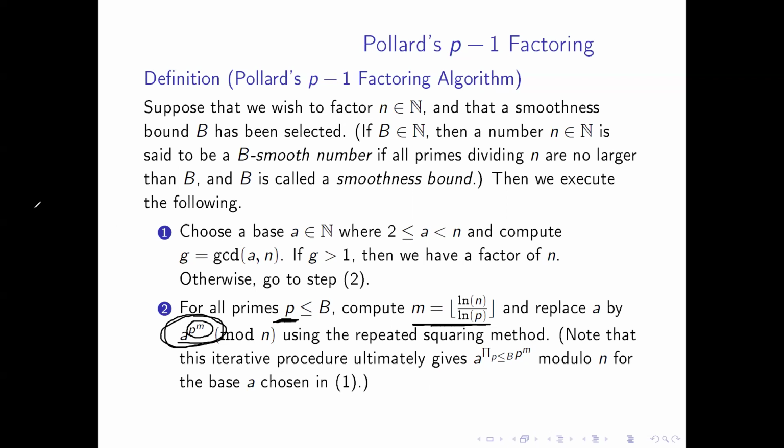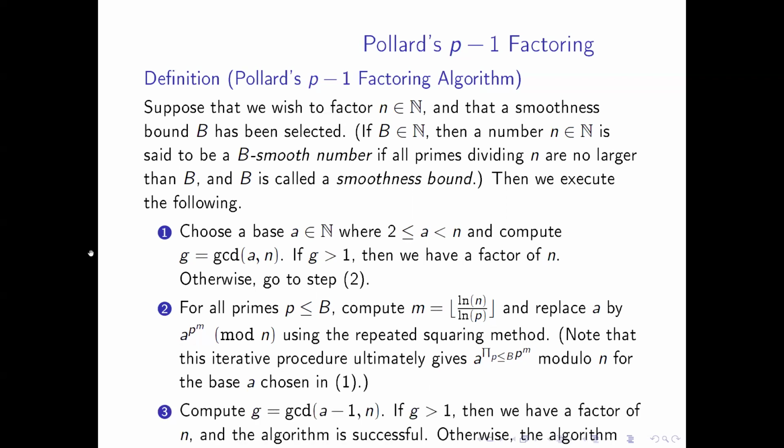And once we have that, we go to step 3, which is to compute the greatest common divisor of A minus 1. Remember, A is not the original, it's now that we've gone through this process to get a new A, that's our max A. We're now going to take G, the greatest common divisor of that minus 1 and N. And if that's bigger than 1, then we have a factor. Otherwise, the algorithm is unsuccessful and just kind of leaves us hanging there, not knowing what to say.